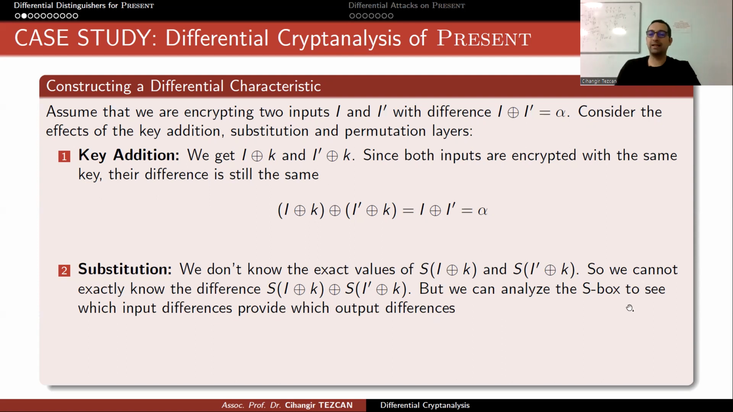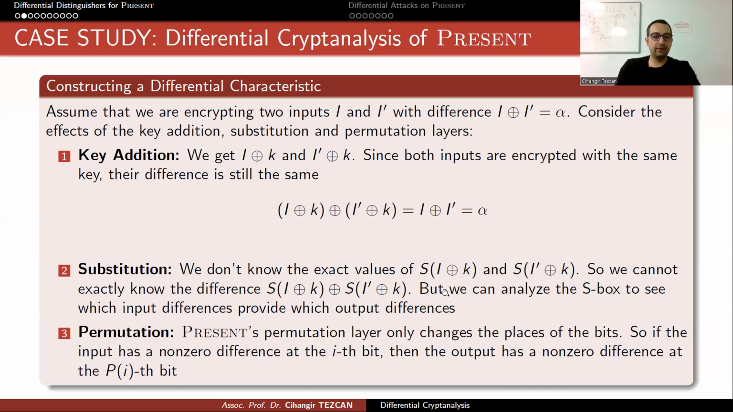But we can analyze the S-box to see which input differences provide which output differences. This is the huge trick. This is where we introduce difference distribution tables and see how an S-box manages with differential cryptanalysis. The whole idea of difference distribution tables comes from this observation. As you can see, the substitution layer causes a problem for us, and we will approach it probabilistically. This is where statistics will come into play.